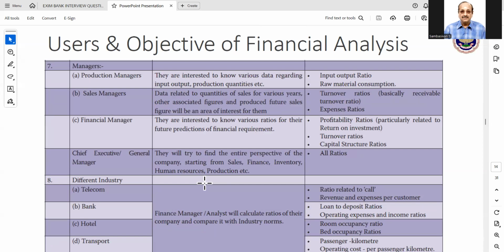Users and objectives of financial analysis: production managers, sales managers, financial managers. Different industries: telecom, bank, hotel, transport. It will be compared with other similar companies. In the case of telecom, ratios related to call revenue and expenses per customer. In the case of banks, loan to deposit ratio and operating expenses to income ratio.